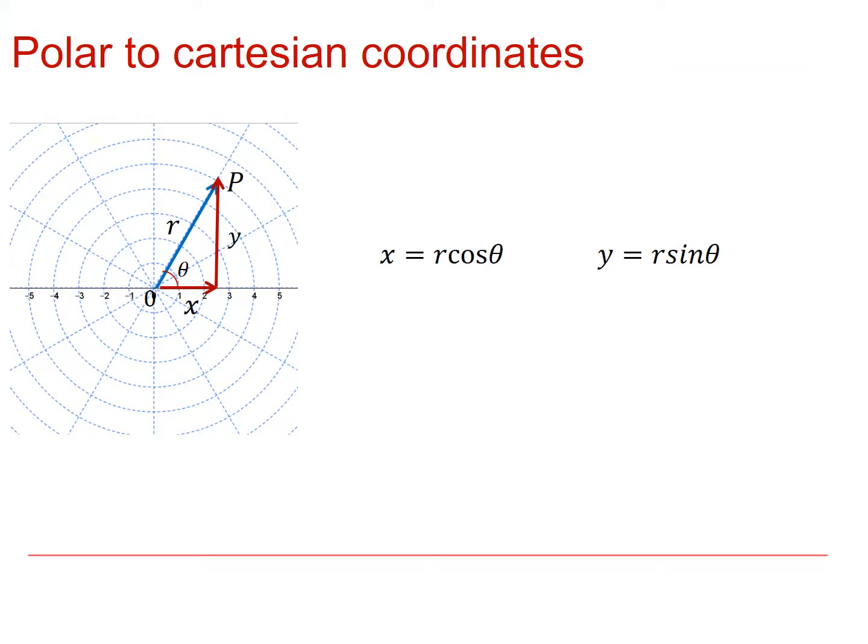How do we change from polar to Cartesian coordinates? Well, let's have a look at this diagram. We can see here a point P, and that's defined in terms of r and theta, and we want to get x and y. Looking at the right-angled triangle, x equals r cos theta refers to this side here of the triangle, and y equals r sine theta refers to this side here.